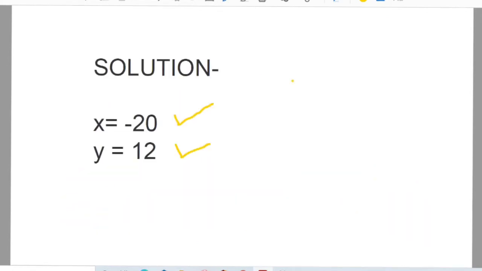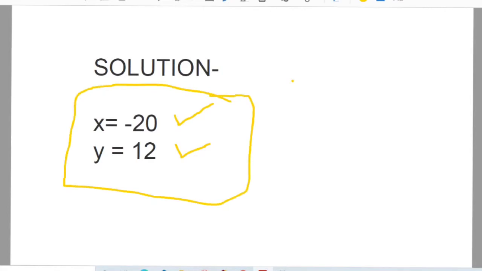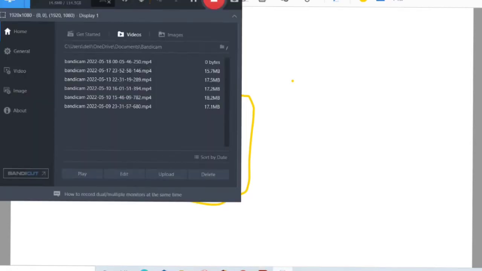And if you get this answer, minus 20 and 12, which means that you are going good. You are learning in a very smooth way. Okay. And if you have a problem, do let me know. I'll explain it to you again. Okay.